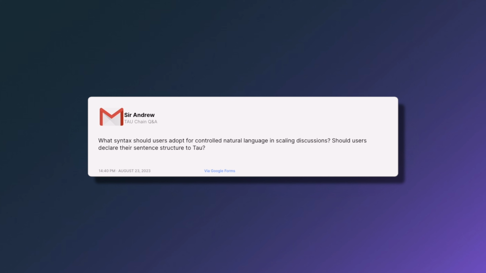And the next question is from Sir Andrew, and he says, what format should we follow on controlled natural language to input our sentences in the scaling discussion? Is it subject, verb, object? And would the users have to declare the sentence construction, telling Tau that the sentence the user made is subject, verb, object? Please guide us through. Many thanks.